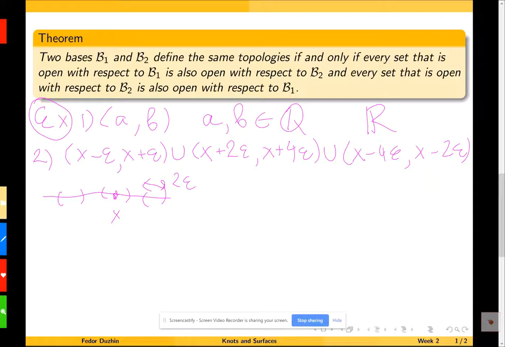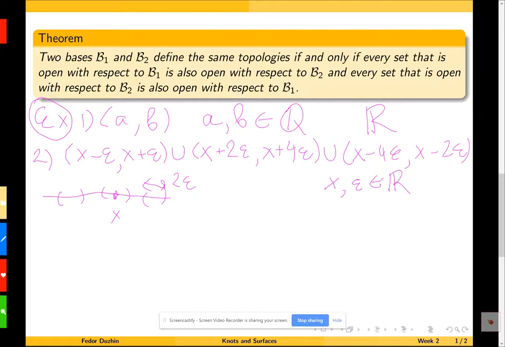You can try to directly verify that these are indeed bases of a topology. But now let me explain why. And notice that here x is a real number and epsilon is also a real number. So the second basis is uncountable because every set in the second basis corresponds to the choice of two real numbers. So it is uncountable. And they still define the same topology, which is the standard topology on R.